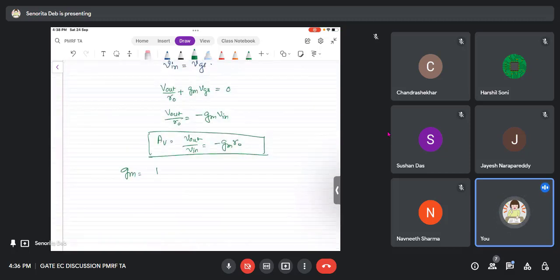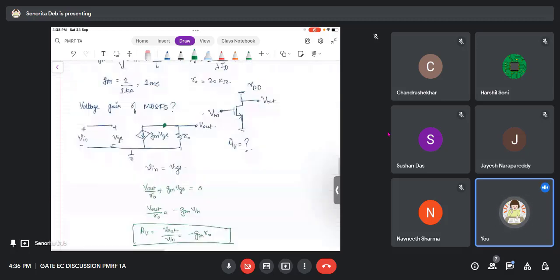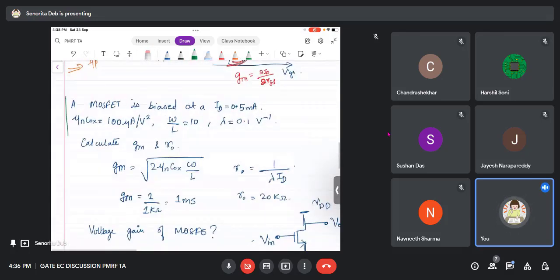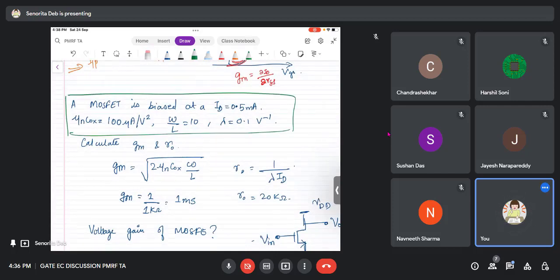So in the earlier question, GM is 1 upon 1 kilo ohm, and R naught is 20 kilo ohm. So AV is 1 upon 1k into 20k, giving you minus 20, right? So kilo ohm cancels out, and you have to be very careful about that. For the device dimensions that I had given you, for these conditions, see the green box, you will get a voltage gain of 20.